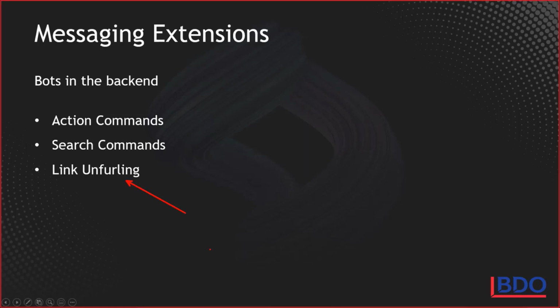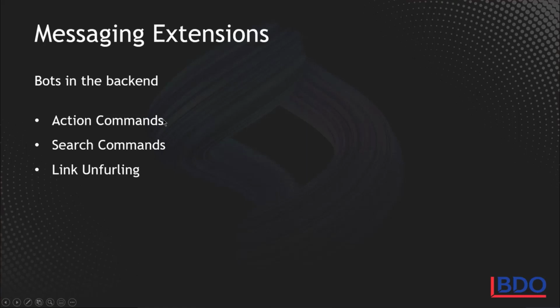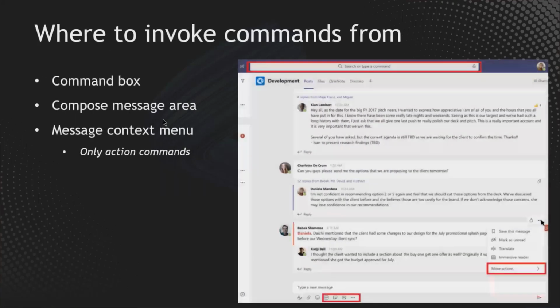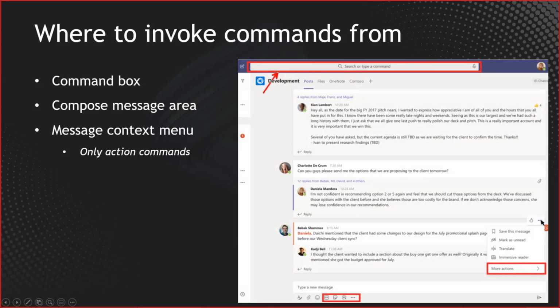We saw the link unfurling, which is going to give you a preview of the link. We have two other types, which are the action commands and the search commands. And let's see how they work. So the messaging extensions can be invoked from the command box, from a message context menu, or from the compose area. The message context menu is only supported with the action commands. So the action commands are just going to be these task modules or dialogues that are going to enable you to fill in some information, submit, and that's it, right?